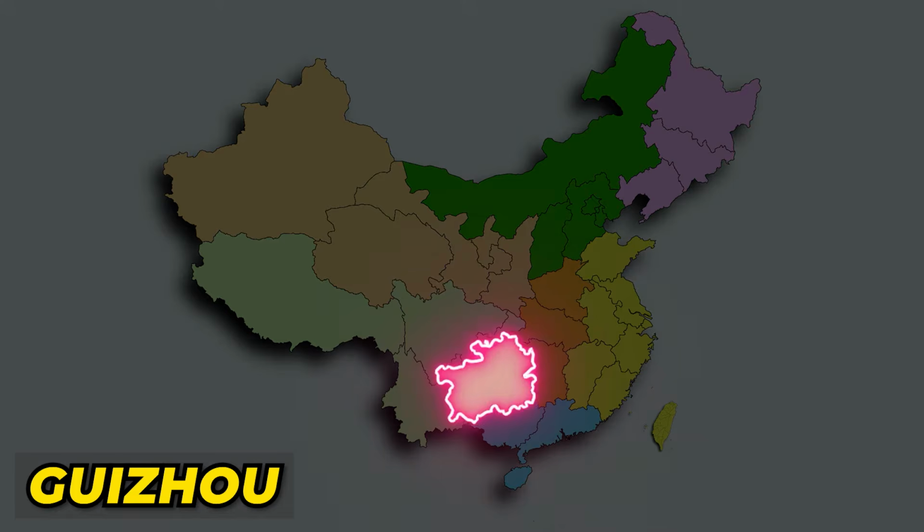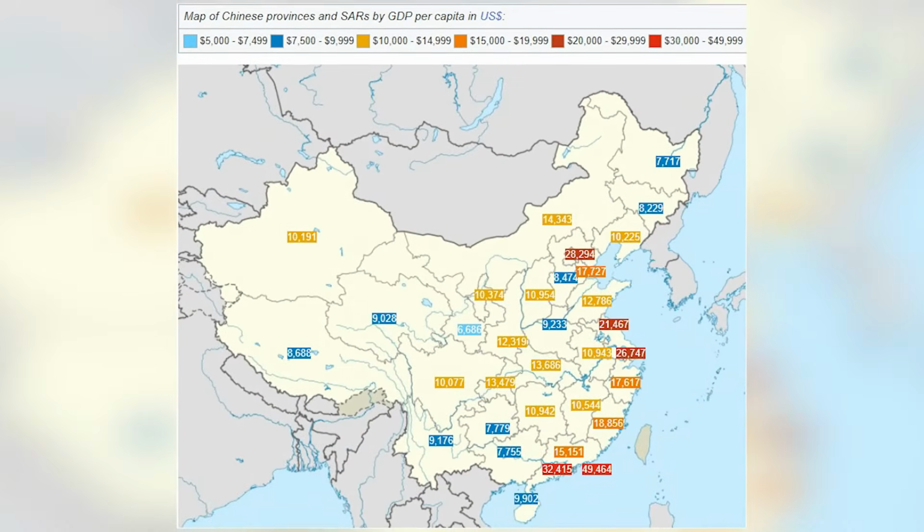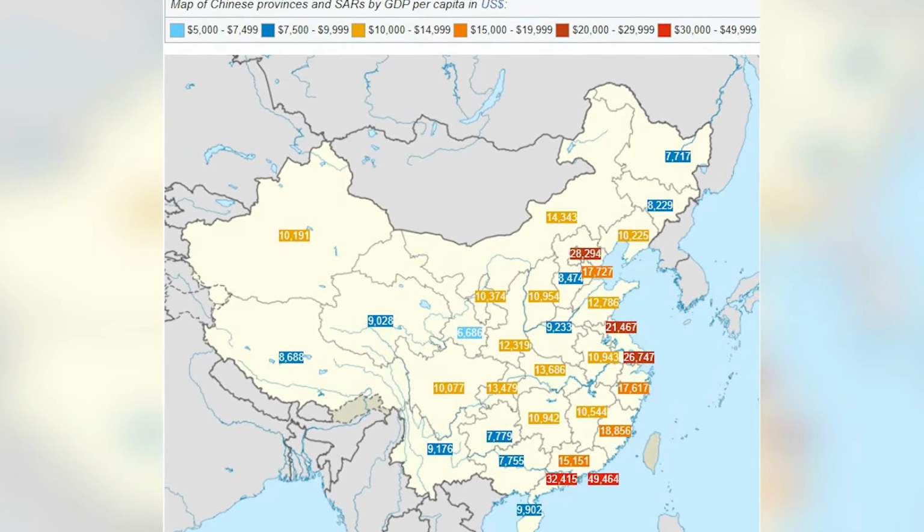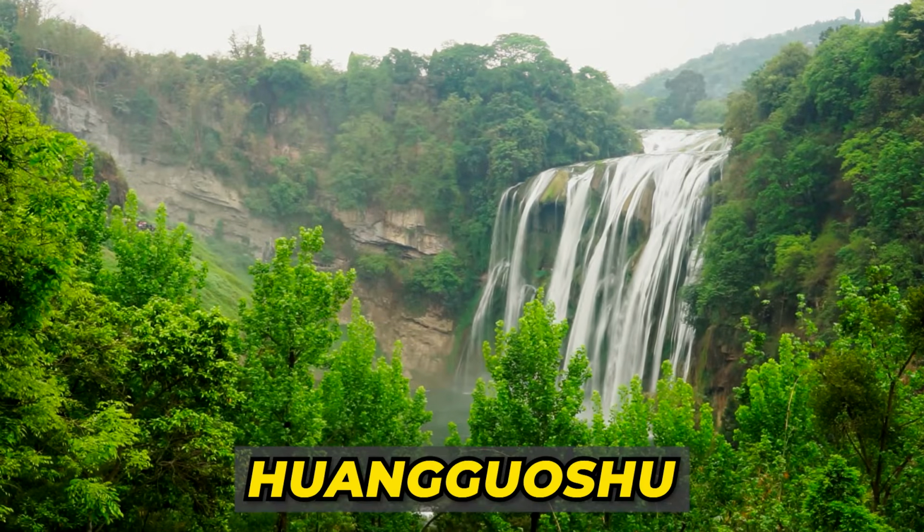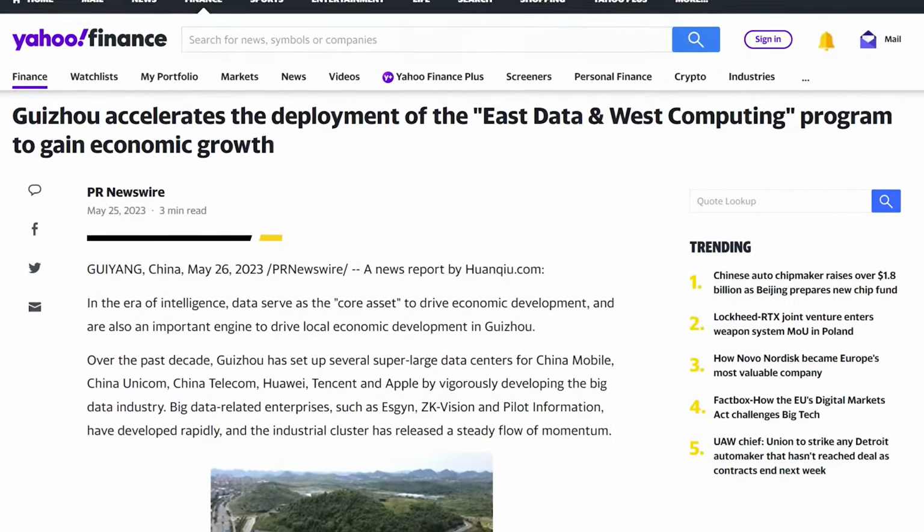Guizhou is another mountainous province, a less developed economy with less than $8,000 GDP per capita. However, Guizhou possesses abundant wind energy and water resources, including China's largest waterfall, Huangguoshu. Hence, in the last years, Huawei, Apple, Tencent, and 19 data centers have been built in Guizhou, making it one of the largest data centers in China.